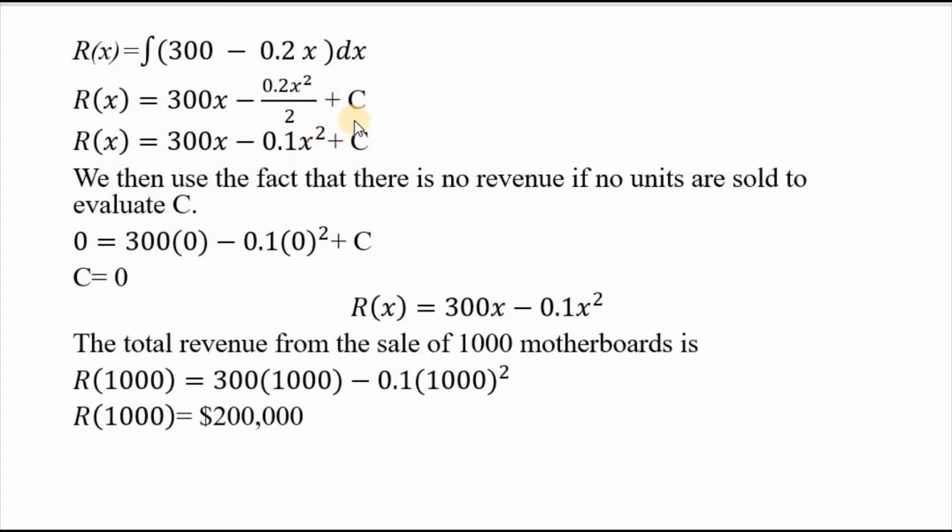Now, in order to find the constant c, we don't know what it is, but we still know some information that can lead us to the value of that constant. We know that there is no revenue if we don't sell any units. So the revenue is 0 if we sell 0 units, which is the x. So I substitute x with 0 and the revenue with 0 and solve for c. In this case, I have c is equal to 0. In other cases, you could have a different value for the constant. So I will conclude that this c is actually 0 and the revenue function is just 300x minus 0.1x squared.